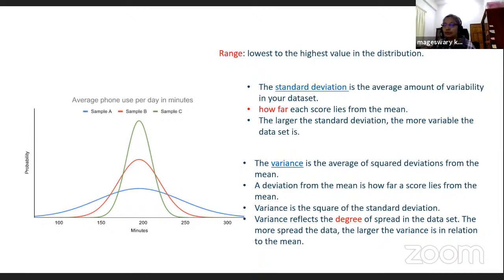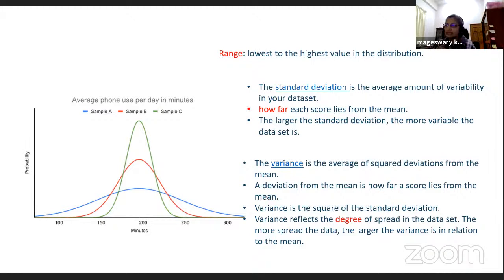Probably you would not be able to describe your sample well because the frequency is totally spread. So you don't know which is the highest mode or highest frequency. You don't know what the median is, and it's quite difficult to determine. Okay. Now variance.